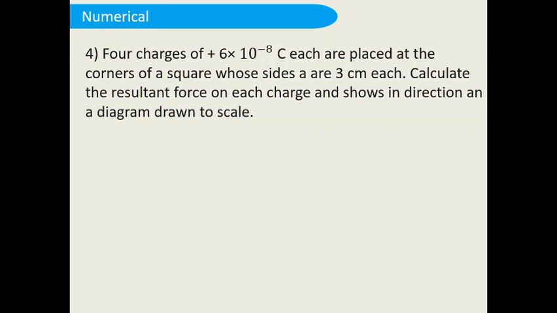The next question is: 4 charges, each plus 6 into 10 raised to power minus 8 coulomb. So 4 charges are there. That means the data is Q1 equals Q2 equals Q3 equals Q4, and all these charges are 6 into 10 raised to power minus 8 coulombs. They are present at the corners of a square.